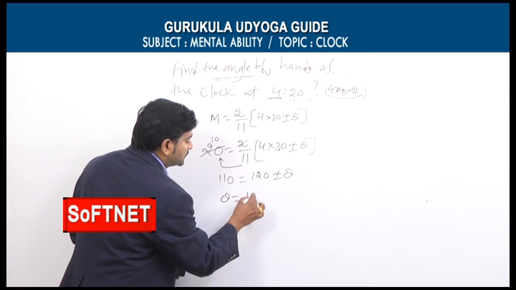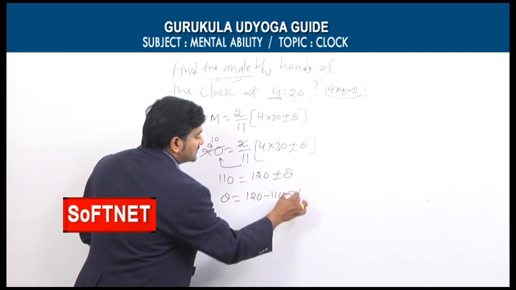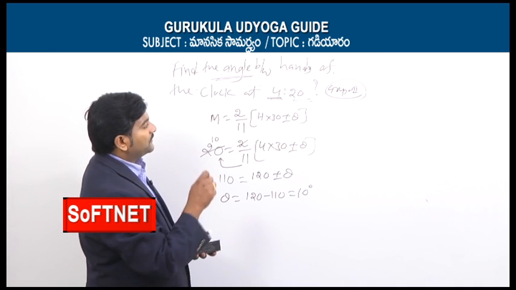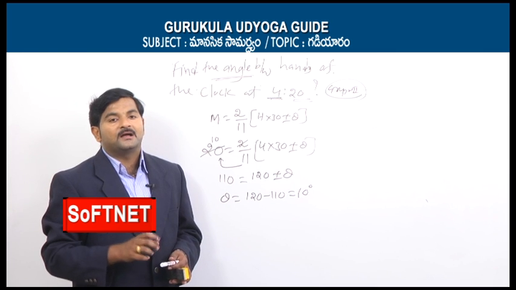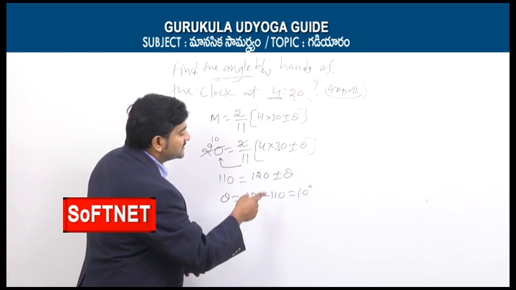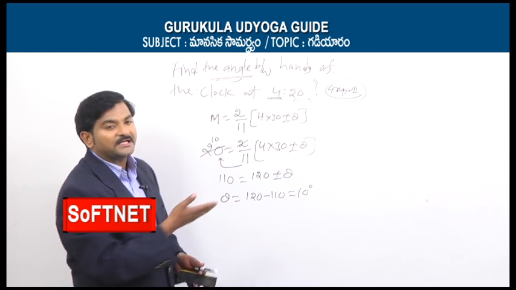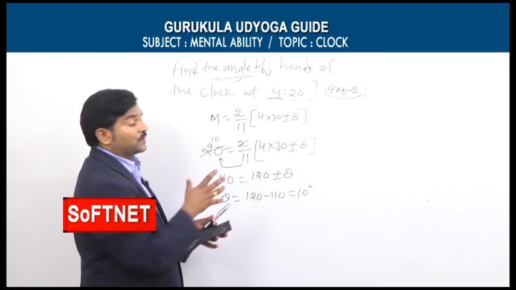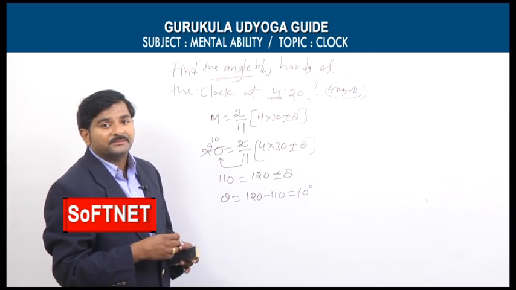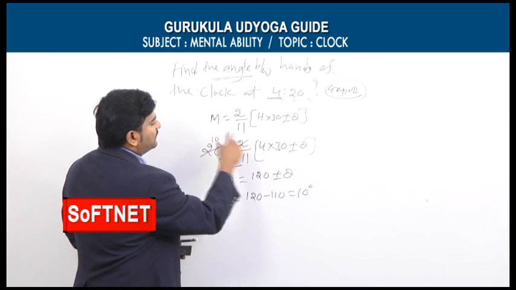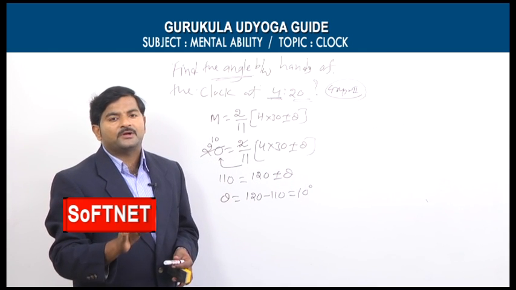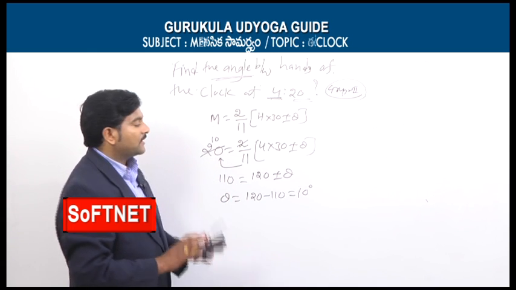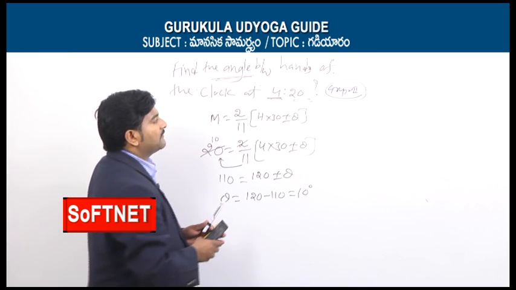So theta is equal to 120 minus 110. Simply how many degrees are you getting? 10 degrees. What can we conclude? Therefore, at 4:20, the angle between the two hands of the clock is how many degrees? Simply 10 degrees. So it's a matter of only 30 seconds. You can solve this question. Mathematics students or even non-math students, there are no such big mathematical conditions. If you do fast calculations, it may take hardly 20 to 25 seconds. So we can find the angle between the hands of the clock at 4:20, or whatever time you take.